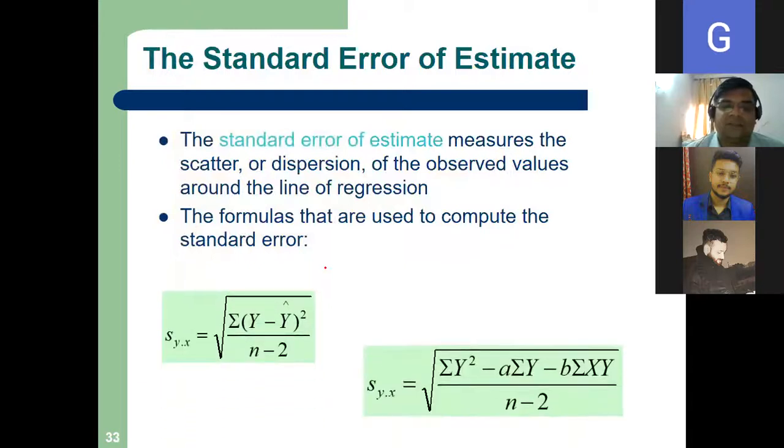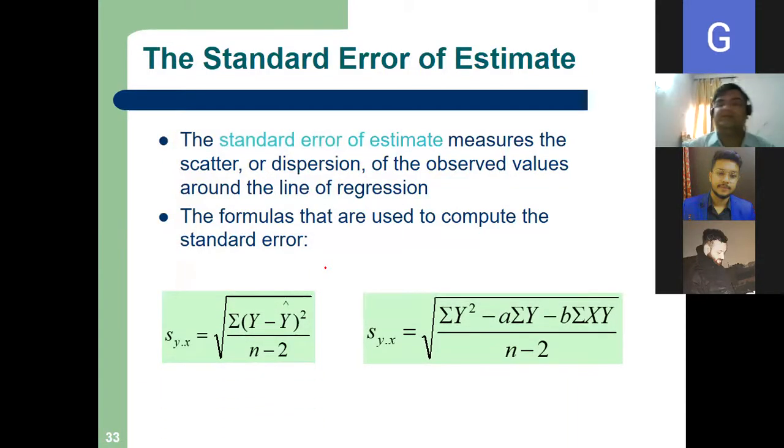So next topic is error. I hope we'll be able to finish it up today. So, standard error of estimate. What is standard error of estimate? Just like standard deviation. Standard deviation means the scatteredness of the points from the mean. Here, it is the scatteredness of the points from the regression line.